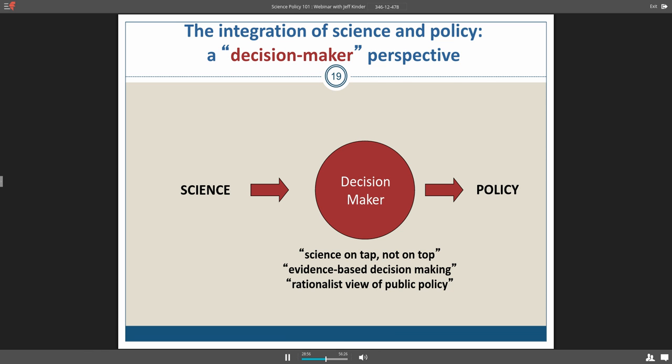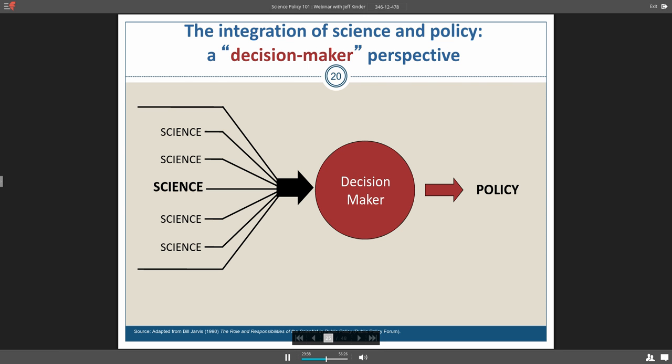nuanced approach is to take more of a decision maker perspective, and this you see a lot in the literature on science policy. And this is the notion that science can feed into the decision maker and ultimately impact the outcome or the policy. And this, of course, is also very simplistic, but it does start to resonate a bit more with some of the language we often use, particularly when we talk in terms of evidence-based decision making. There is sometimes a sense that if we can just get the evidence in front of the decision maker, then our job is done, and that results in evidence-based policy. And I think that's a bit overly simplistic, and I'll explain that.